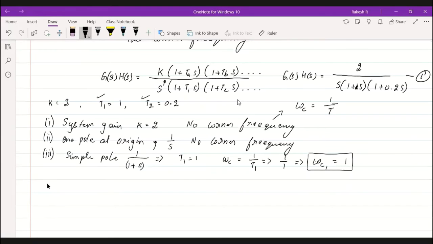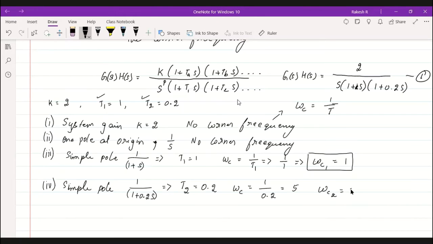Right. For the last one, another simple pole is 1 divided by 1 plus 0.2 s. For this, T2 will be 0.2. So omega c is 1 divided by 0.2, that is 5 here. So omega c2 is 5.